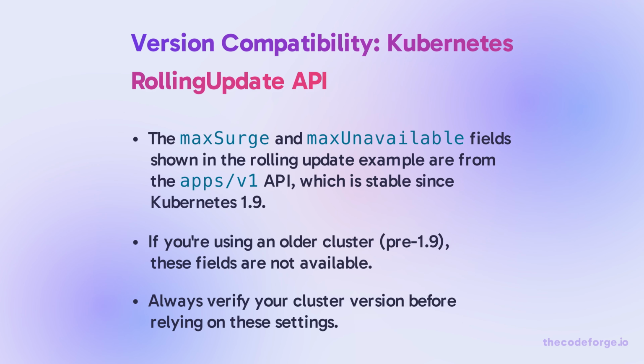The maxSurge and maxUnavailable fields shown in the RollingUpdate example are from the apps/v1 API, which is stable since Kubernetes 1.9. If you're using an older cluster, pre-1.9, these fields are not available. Always verify your cluster version before relying on these settings.